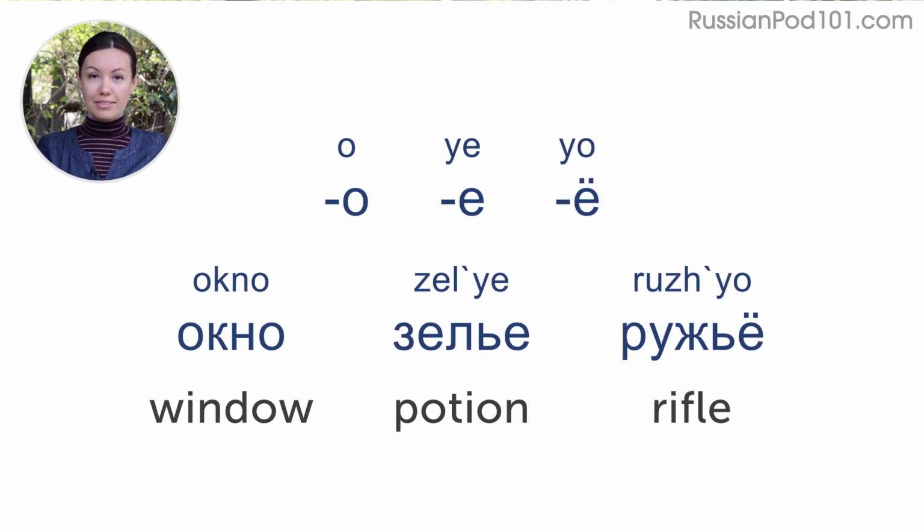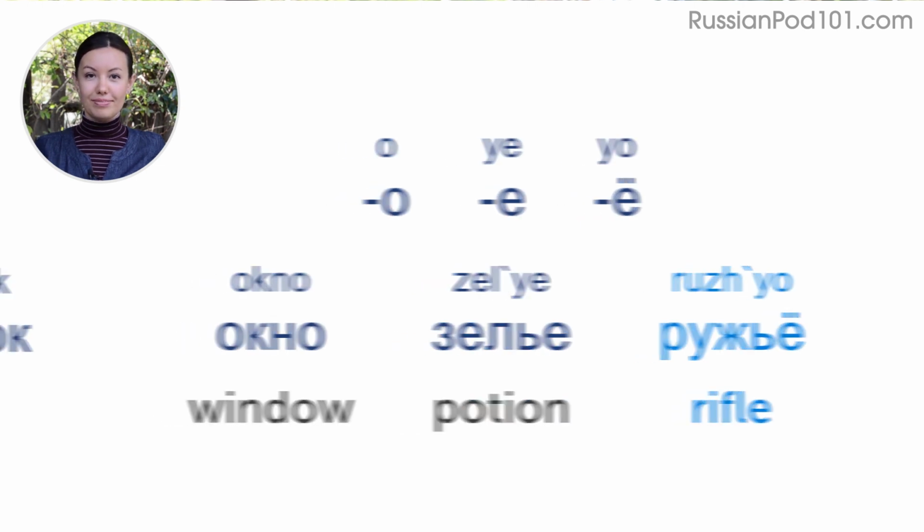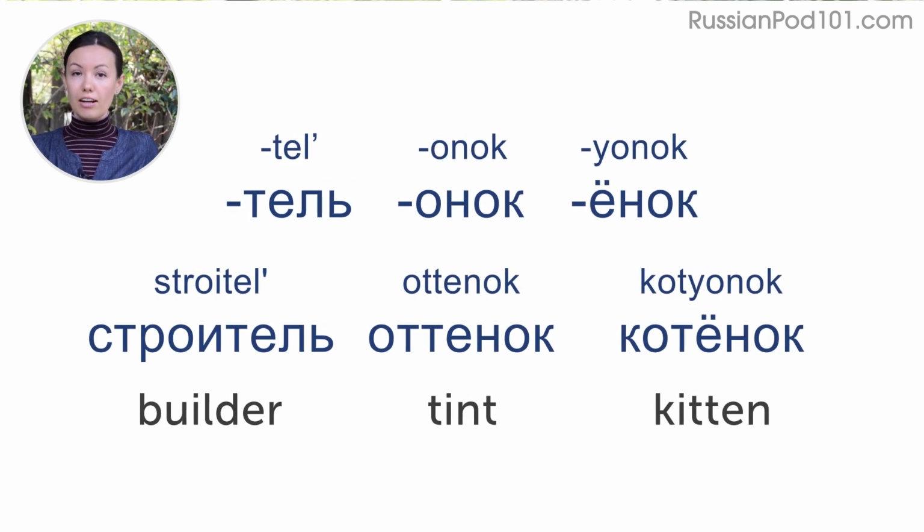Finally, neuter nouns have vowels о, е, and ё as their endings. For example, окно, window, зелье, potion, ружьё, rifle. Certain suffixes can also serve as gender indicators. For example, the typical masculine suffixes are тель, онок, and ёнок. Строитель, builder, оттенок, tint, котёнок, kitten.